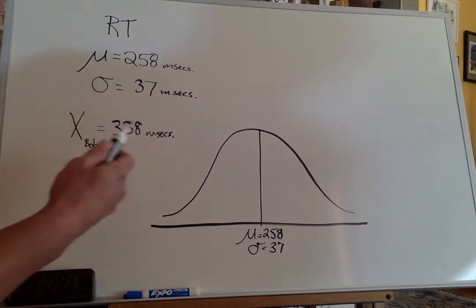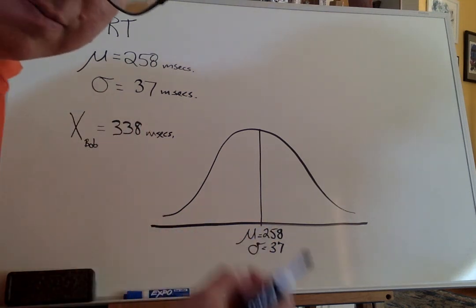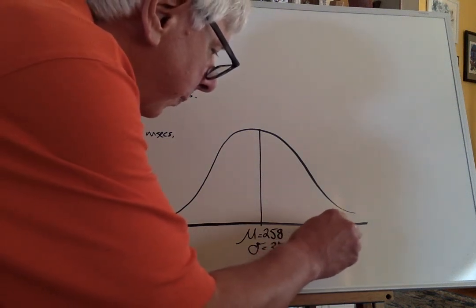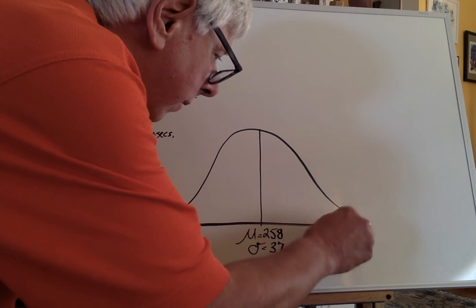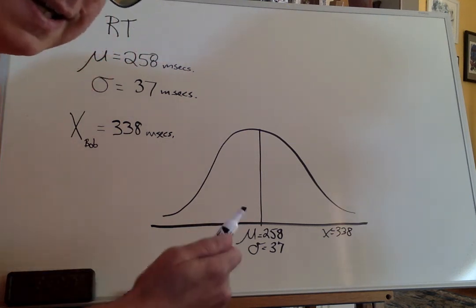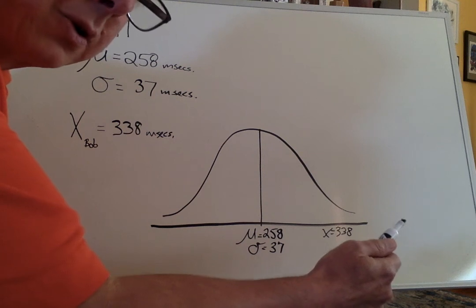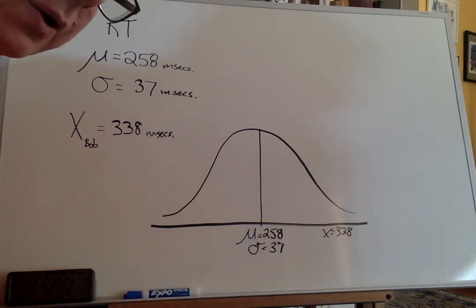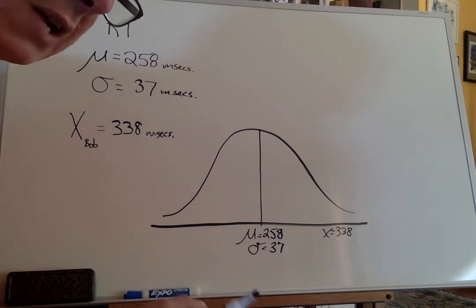I have some data upon which to make my assessment. So here's Bob out here at 338 milliseconds. And what I want to do is convert that to a z-score. I know Bob is slower than the average person. I kind of want to know how much slower, right? In terms of standard deviations.